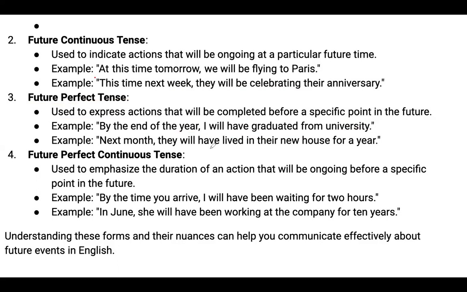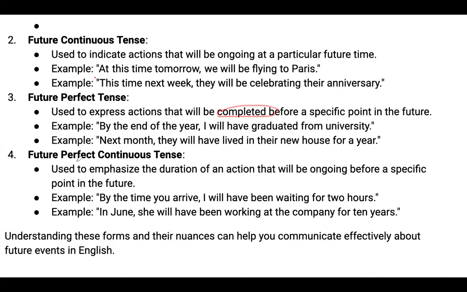Next month, they will have lived in their new house for a year. So these two are clearly indicating a certain action completed, right? Not continuing. Continuing will be referring to future continuous. So it indicates a specific point in the future by which an action will have completed, right?